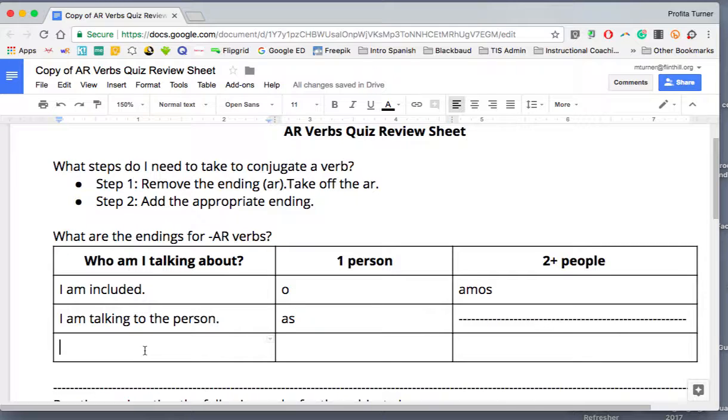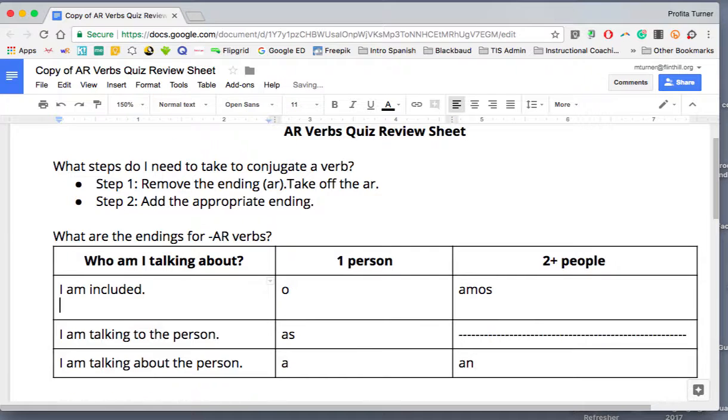And finally, the last row is who am I talking about? I'm talking about the person. So for first person, that's he, which is él, she, which is ella, and then in this one, we also include usted, which would be the formal version of you. And then for two or more people, that's they. So they girls, ellas, they boys, ellos, or ustedes, which is you all formal. So the ending for that is a, and for the more than one person is an.